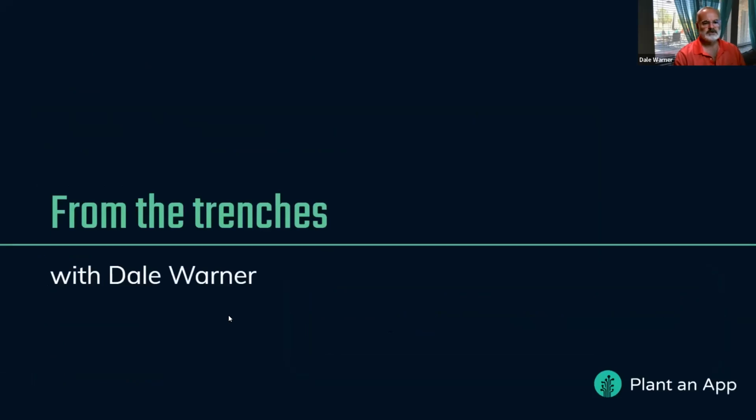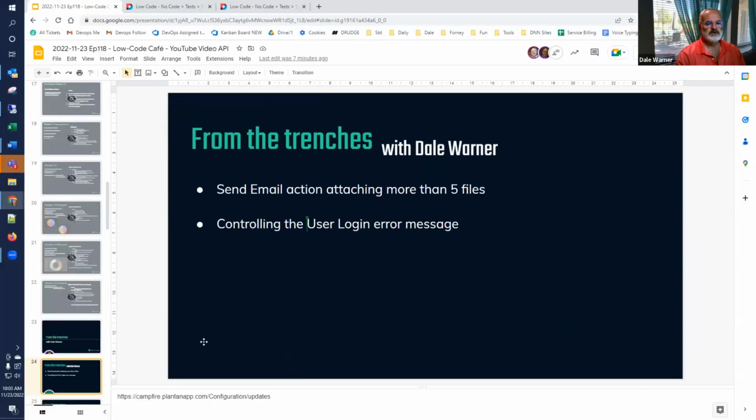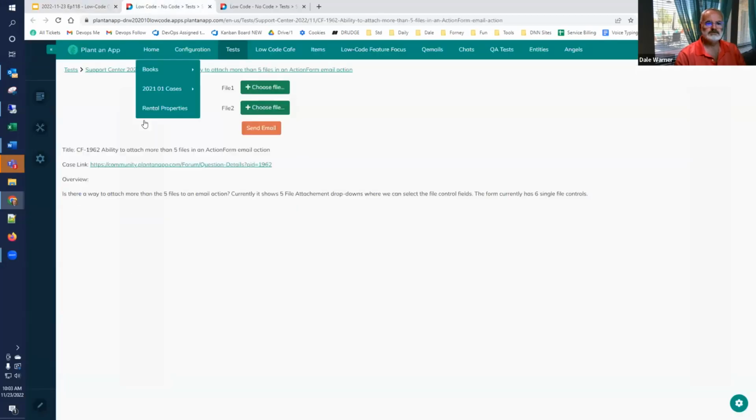So from the trenches, just a couple of stories here that I wanted to demonstrate. We had a question on our community about sending email and being able to attach more than 5 files. And we have another question about controlling the user login error message. Both of these are pretty easy to demonstrate, and I'm going to talk first about the send email action.